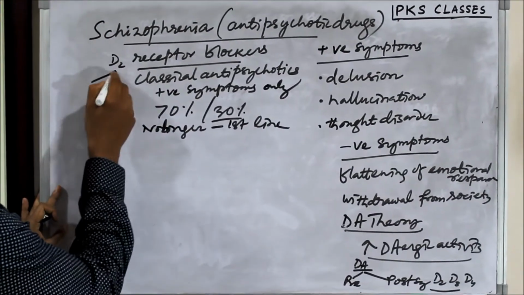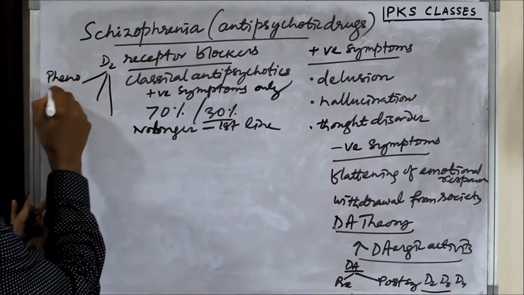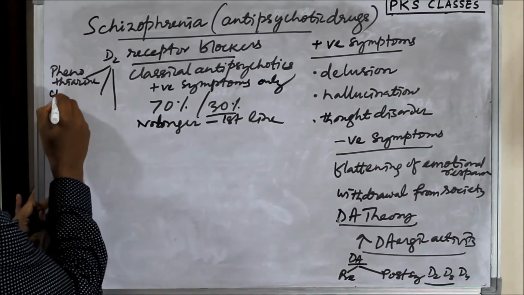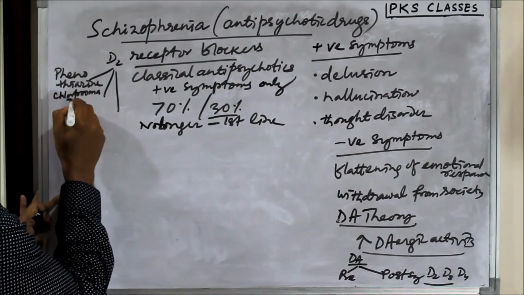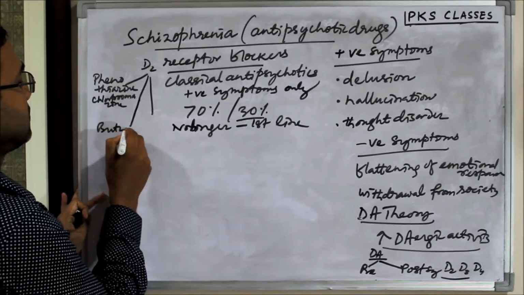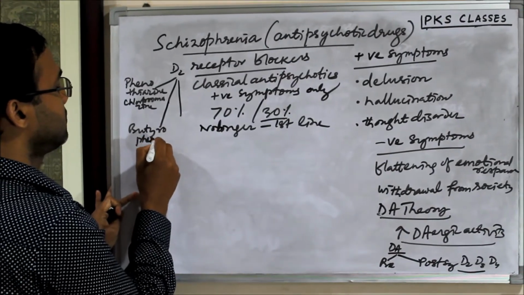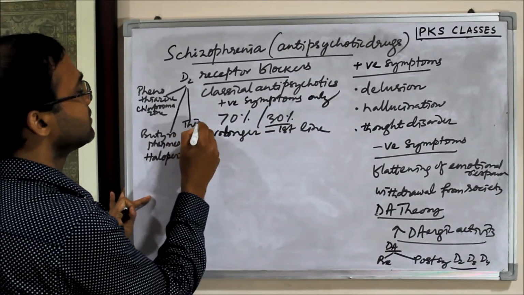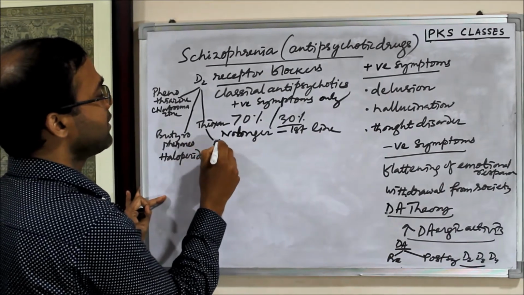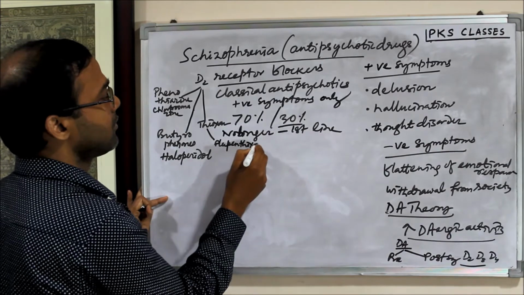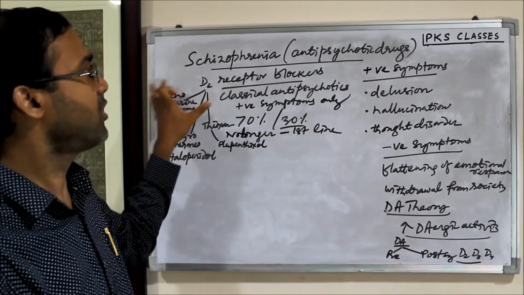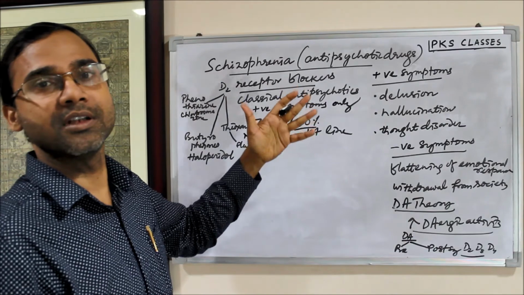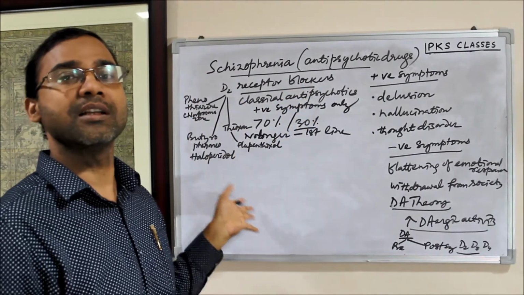What are these drugs? Three groups mainly. Phenothiazines, like chlorpromazine. Chlorpromazine is the main drug. Then we have butyrophenones, like haloperidol. Then we have thioxanthenes, like flupenthixol. So these drugs mainly block the D2 receptor. In addition to that, they also block alpha 1 receptor and 5-HT receptor. Many receptors, in addition to D2, they block. Because of that, there are many side effects.